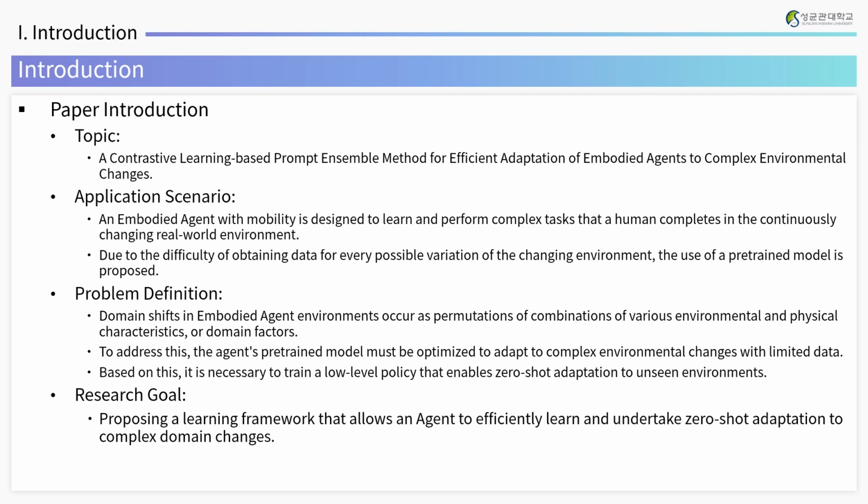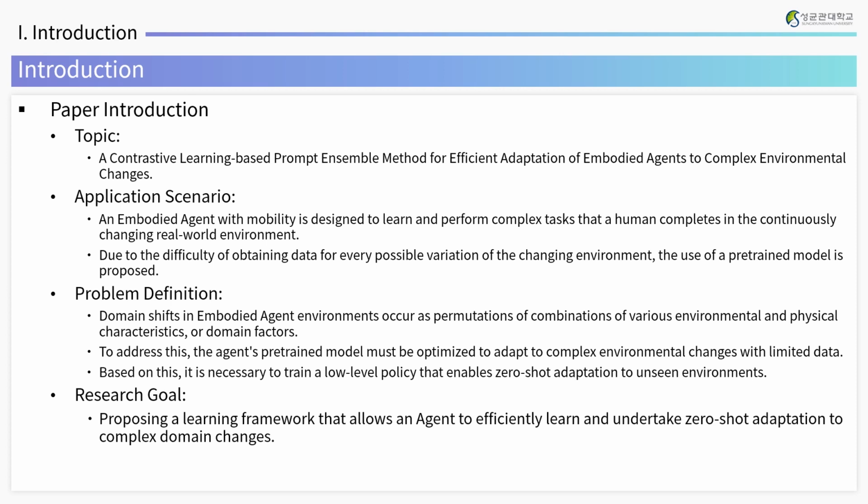However, it's hard to predict and gather data for all the ways an environment can change. That's why we suggest using a generally pre-trained model that has already been trained on a range of data.